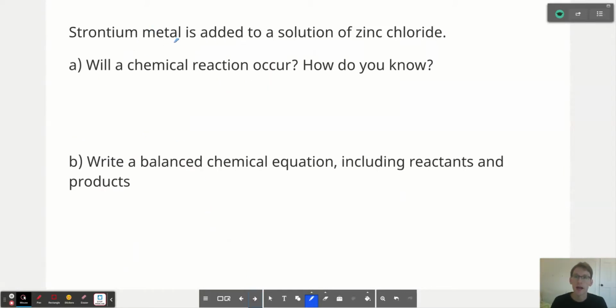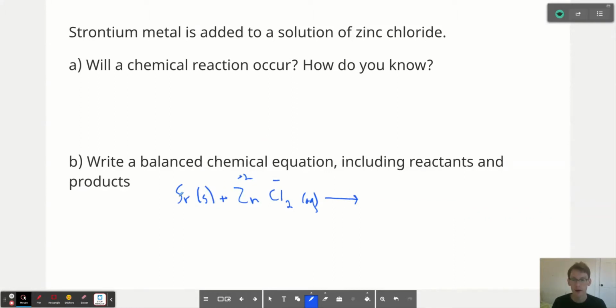So moving on, let's take an example here. Strontium metal is added to a solution of zinc chloride. Will a chemical reaction occur, and how do you know? Let's see, we have Sr, which is solid. And actually, I should do the chemical equation below. We have Sr, which is solid, reacting with zinc chloride. Well, zinc only can ever be positive 2, and chlorine is negative 1. And so we have ZnCl2, and this will be aqueous. And the question is, will this react to form anything?